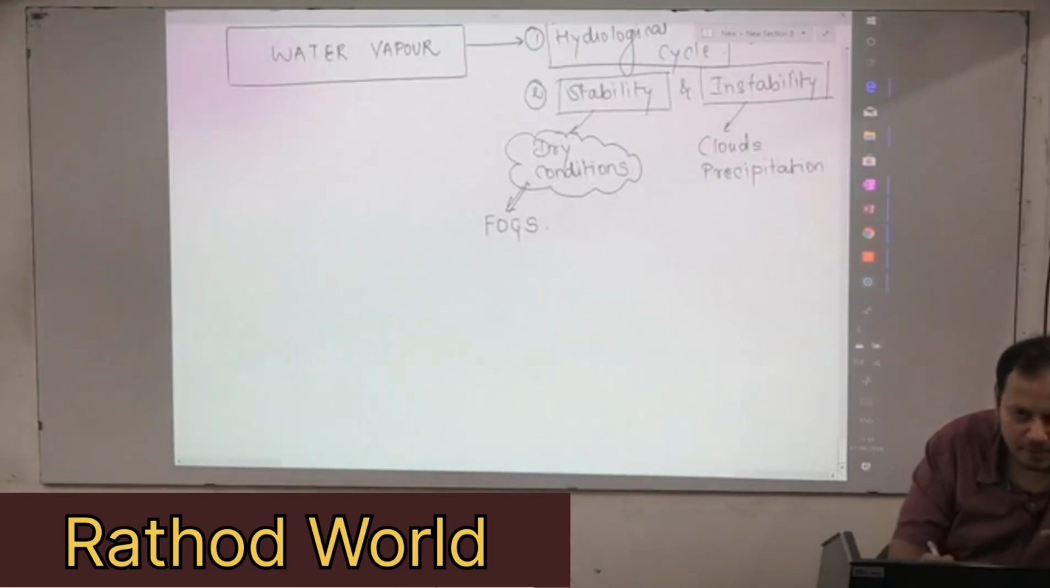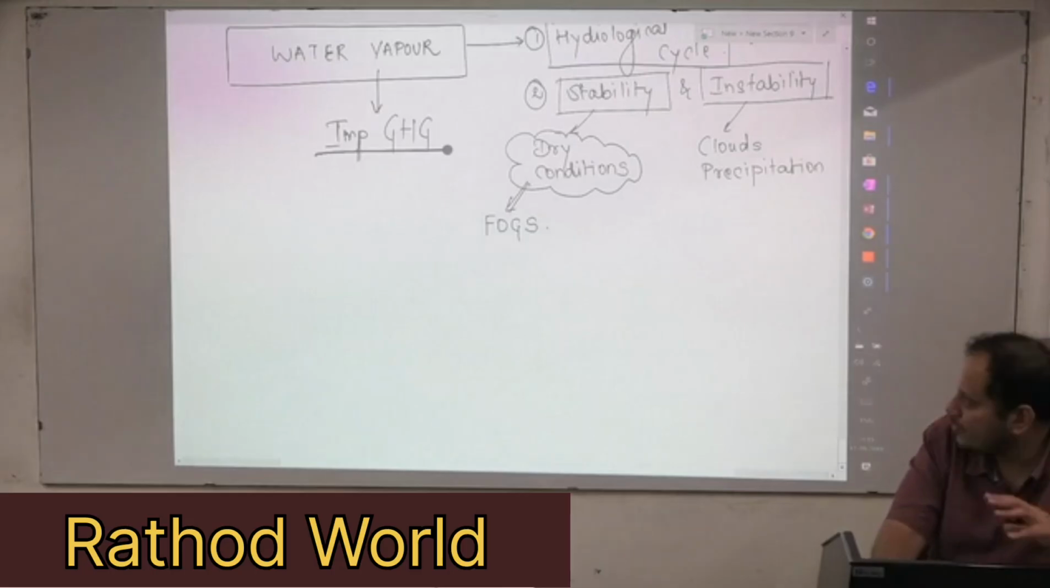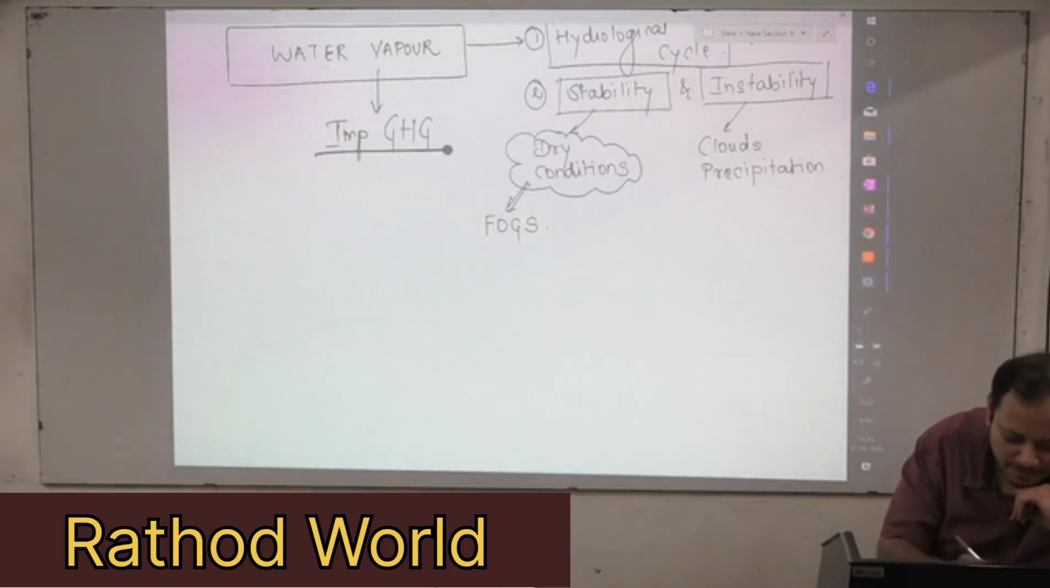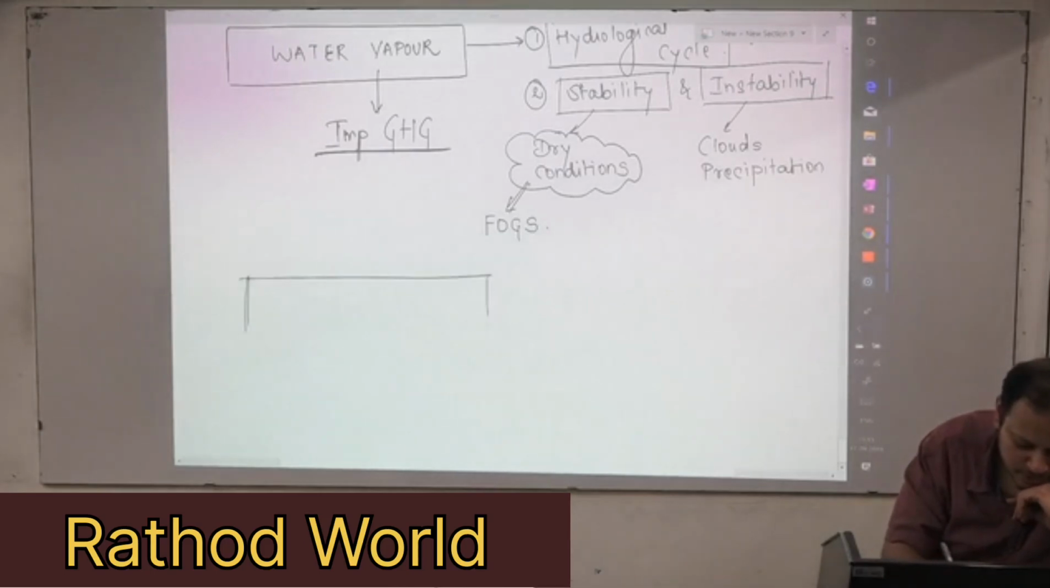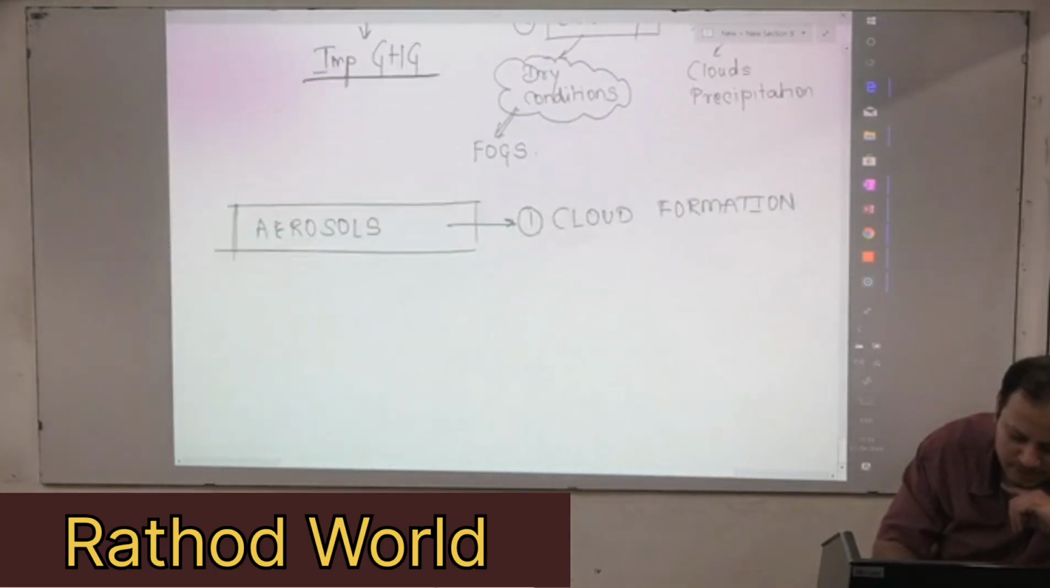And obviously water vapor is also an important but naturally occurring greenhouse gas. It's a very, very important greenhouse gas. And then we come to the aerosols, the role of aerosols. The most important role of aerosols is in cloud formation. They help in the formation of clouds. How do they help in the formation of the clouds is this.